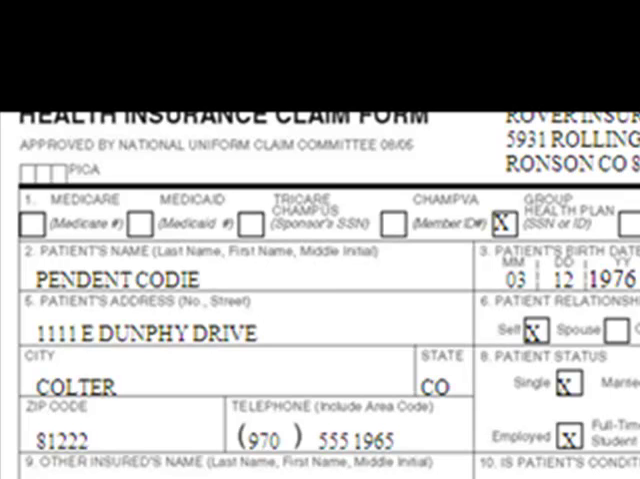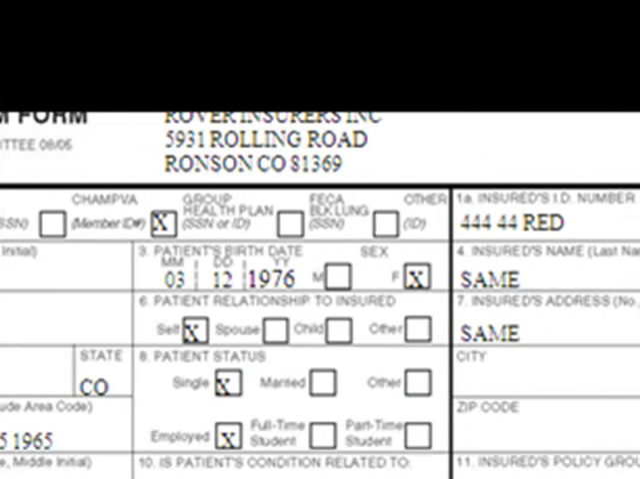The next rule is regarding date format. On the CMS 1500, you must use the 8-digit date format. 2 for the month, 2 for the day, and 4 for the year. Your textbook may say that you can use the 6-digit format. Please don't. You must use the 8-digit format.